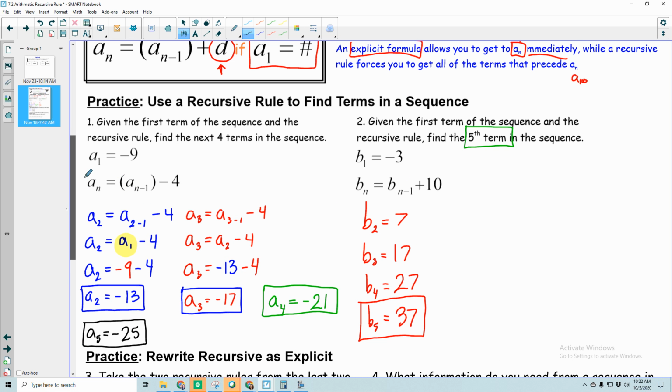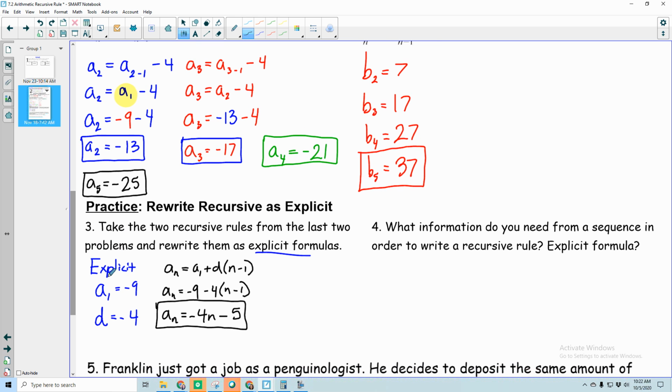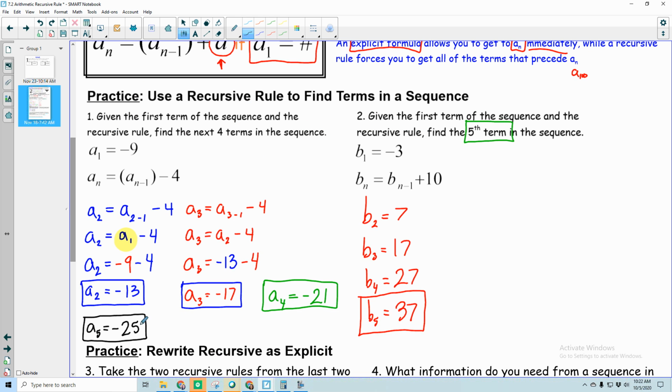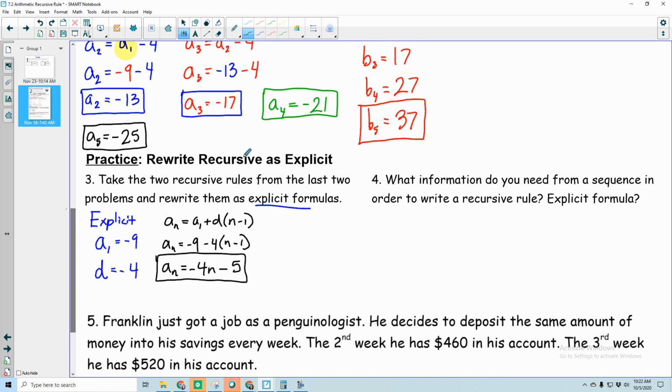So we took this horrible recursive rule, which we don't like at all, and we changed it into a beautiful explicit formula, which is a lot more useful to us, because now, if I wanted to find the 100th term in the sequence, I don't have to go step by step like this. I can just plug in 100 right away, and it'll give me the answer.